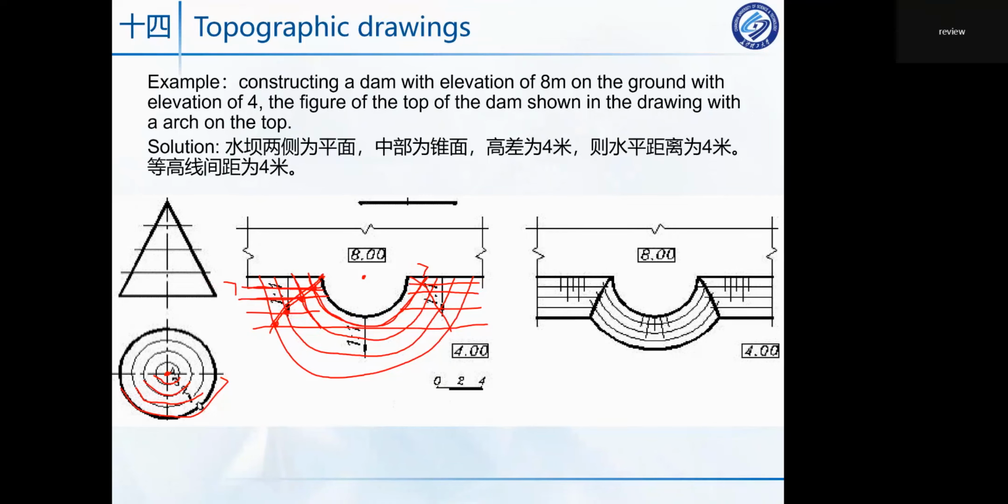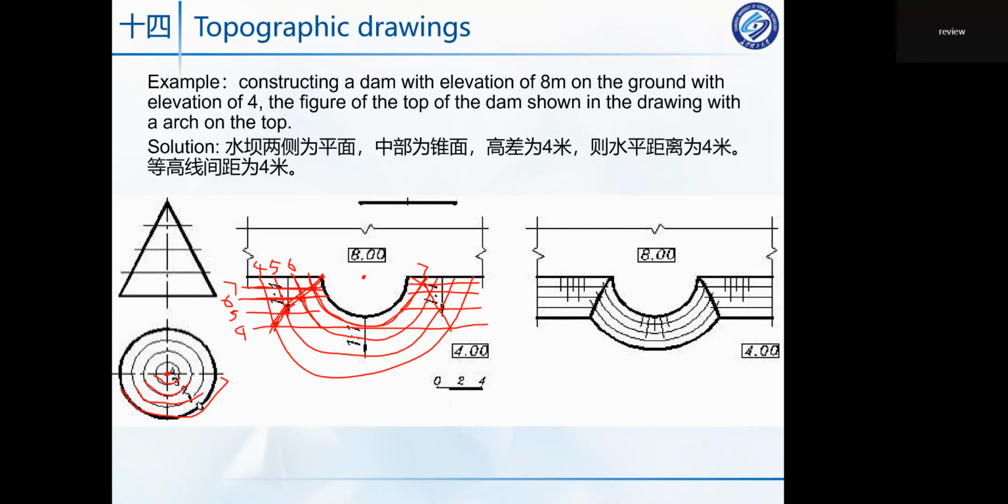With the same procedure, we can get the others. You can see this one is 7, this one is 6, this one is 5. And we can get the cross point of the contour lines with the elevation of 5. So this point is 6, and this one is 4.